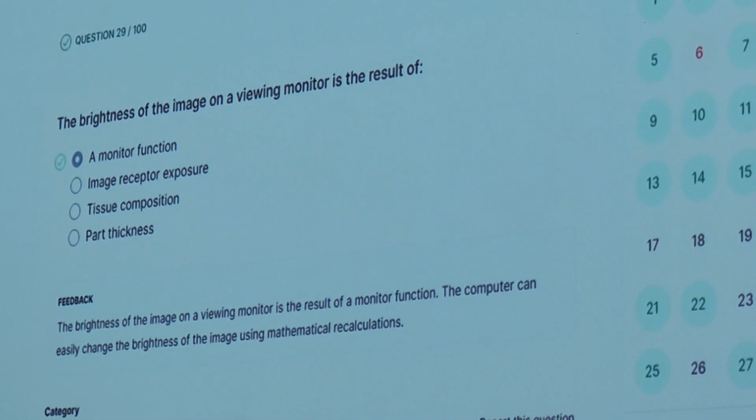So remember, when we look at our chart, brightness is not affected by our exposure factors, right? Why? Because in digital, we have our pre-processing to make all the brightnesses at the correct level. So how bright does it show up on the monitor? Well, it depends on the monitor. So the brightness of the image on the monitor is a result of the monitor function. What is the luminance level of that monitor? Remember you said the computer that the doctor might have would show differently from what the tech would have. Correct. It is the monitor. Very good.